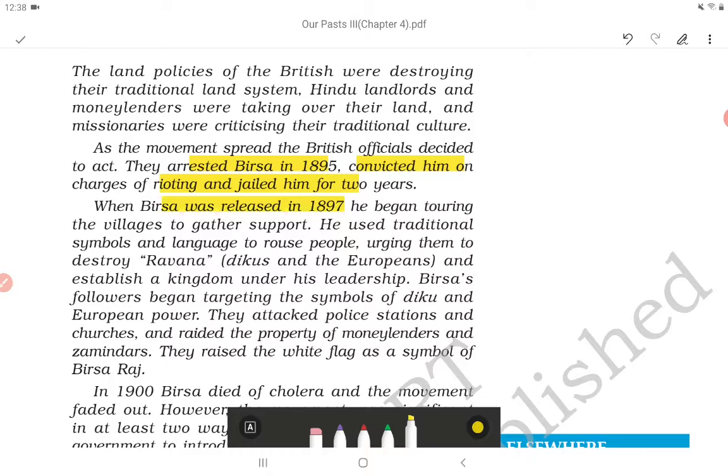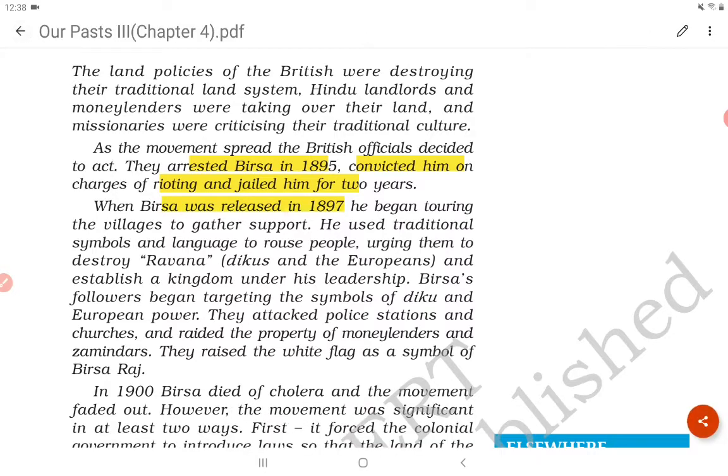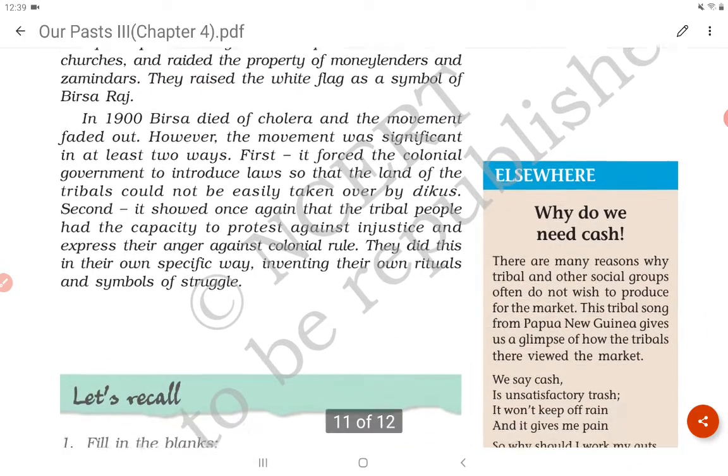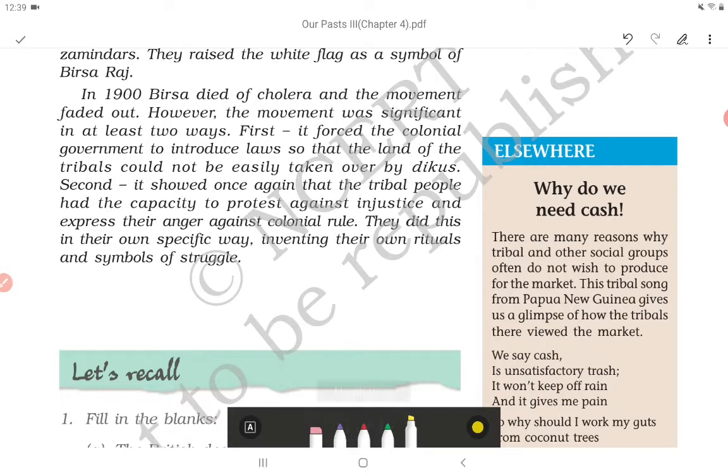Birsa's followers began targeting the symbols of Dikku and European power. They attacked police stations and churches and raided the property of moneylenders and zamindars. They raised the white flag as a symbol of Birsa Raj. In 1900, Birsa died of cholera and the movement faded out.